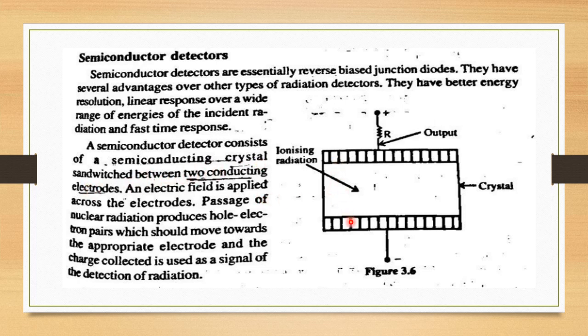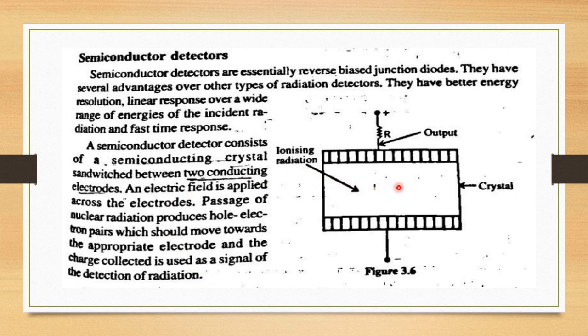These are the two conducting electrodes. This is the crystal which is sandwiched between the two conducting electrodes. An electric field is applied across the electrodes. Passage of nuclear radiation produces electron-hole pairs, which move towards the appropriate electrode, and the charge collected is used as a signal for the detection of radiation.